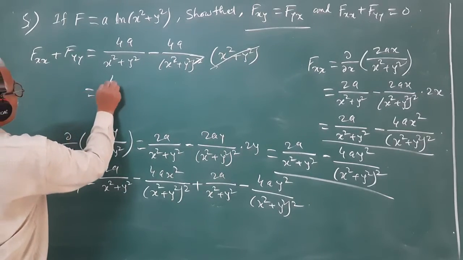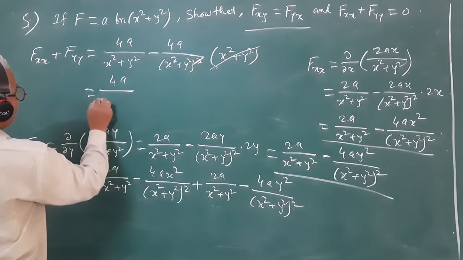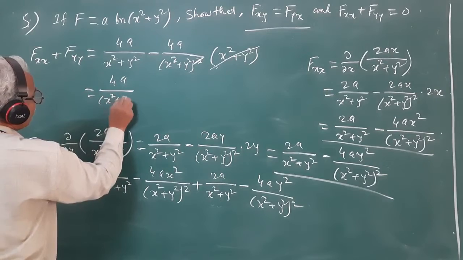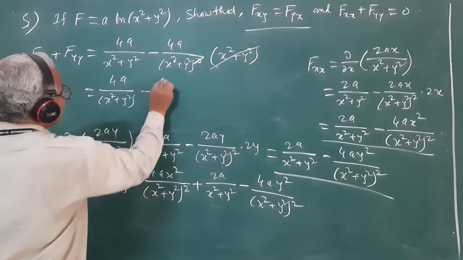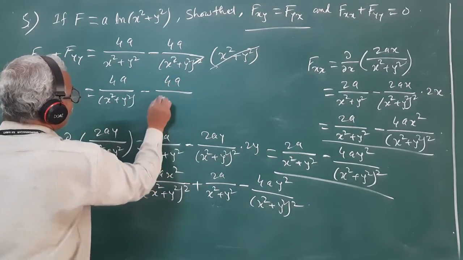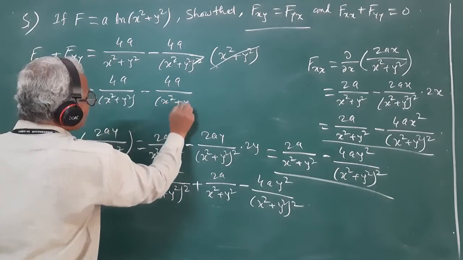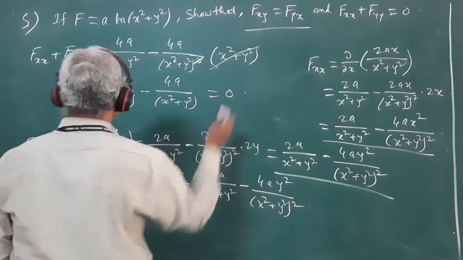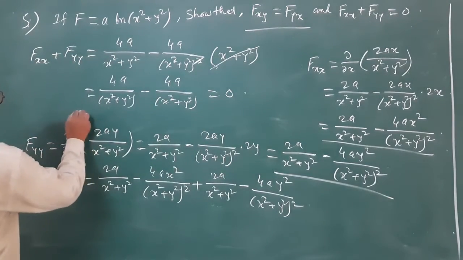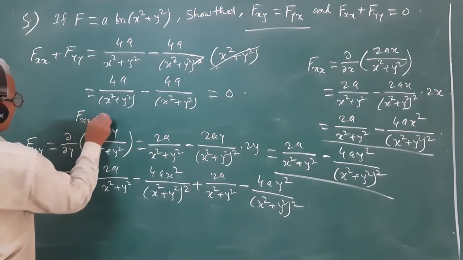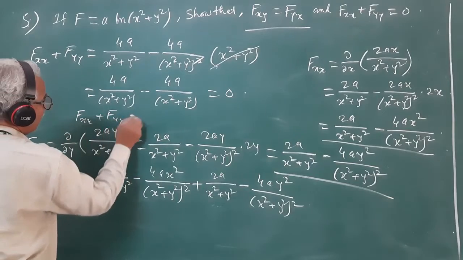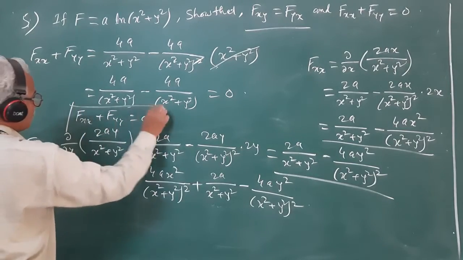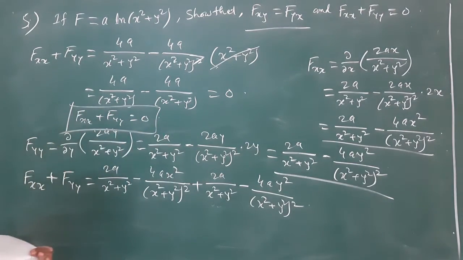So this works out to be equal to 4a upon x square plus y square minus 4a upon x square plus y square. So this is equal to 0. So we get fxx plus fyy is equal to 0, the second identity.